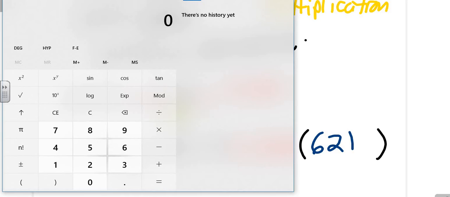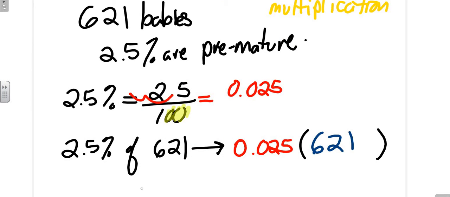So we're going to go 0.025 times 621. Now, notice it said nearest whole integer. Technically, that reads 15.5 babies. But once again, we don't talk about half of babies. So we're going to say approximately 16 babies are born premature. This double squiggle means approximately. We use the term approximately because we were told to round.